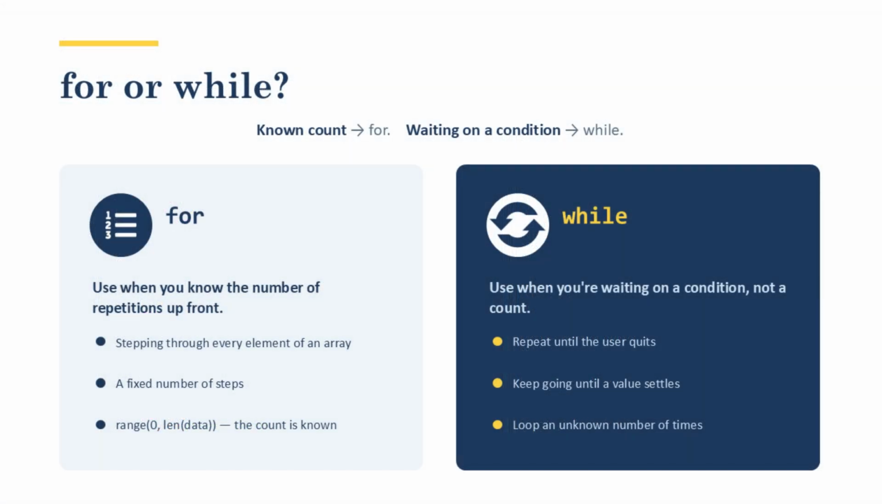So for versus while, which one do you reach for? Use a for loop when you know how many times to repeat. So every element of an array, a fixed number of steps, and so on. Use the while loop when you don't know the count in advance and you're waiting on a condition instead. Keep going until the user quits, until a value converges, until something changes.